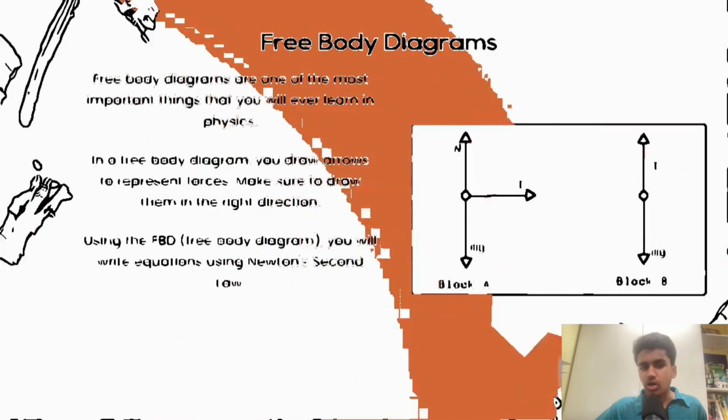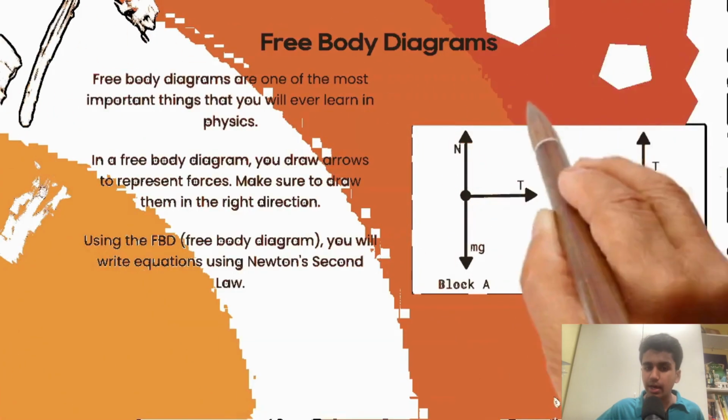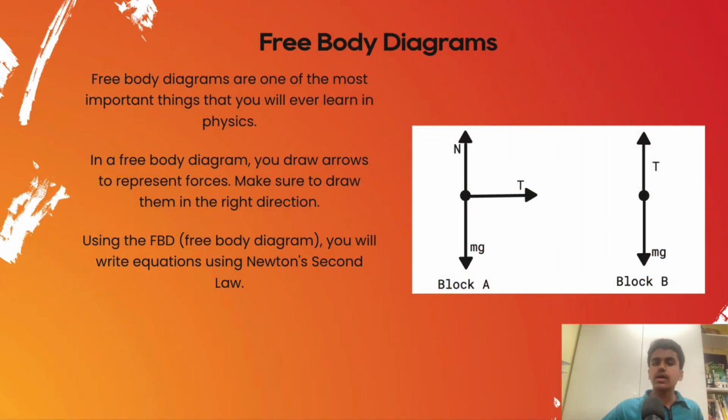Free body diagrams are one of the most important things that you will ever learn in physics. This is one thing that will chase you for your entire physics journey, whether you're in electricity or magnetism, it's always there. In a free body diagram, you draw arrows to represent forces. Make sure to draw them in the right direction.